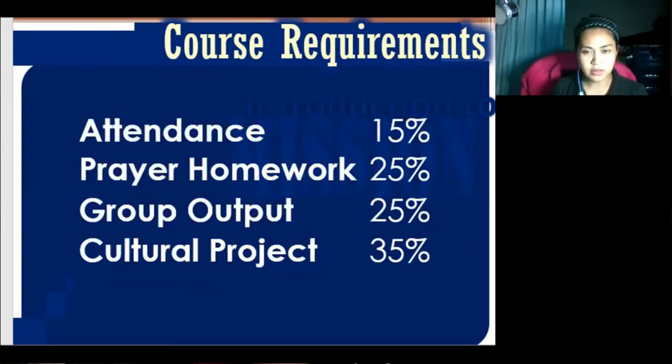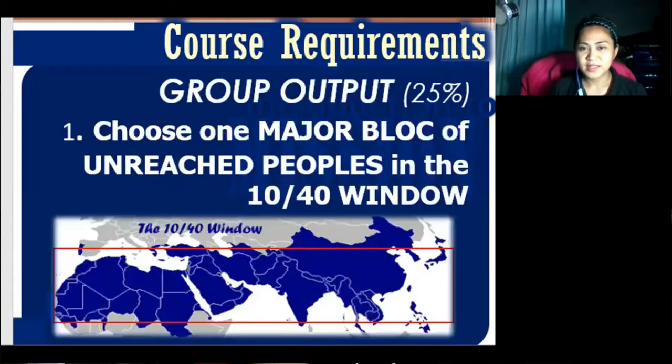For this course, our requirements will be attendance 15%, prayer homework 25%, group output 25%, and cultural project 35%. So we don't have a final exam, but we have a lot of work to do. But this actually will be very interesting, and I don't think you will have a hard time doing all these requirements. First, for the group output, you will need to choose one major block of unreached peoples in the 1040 window.